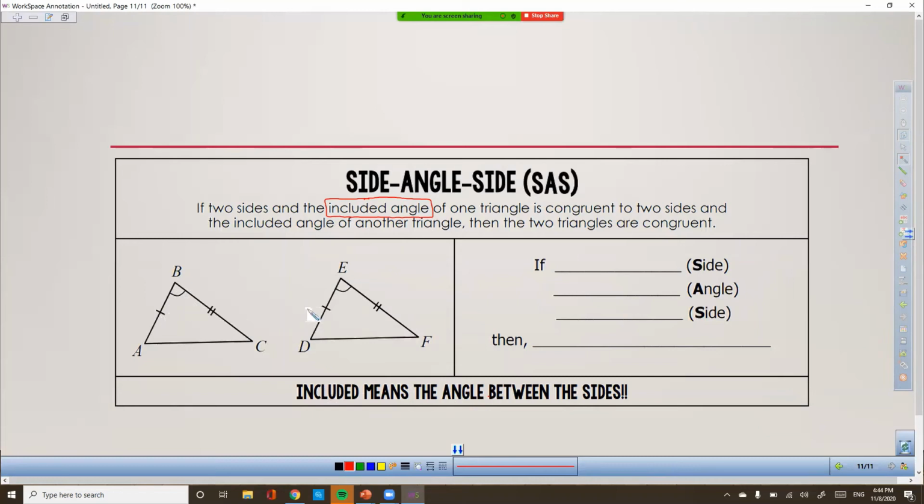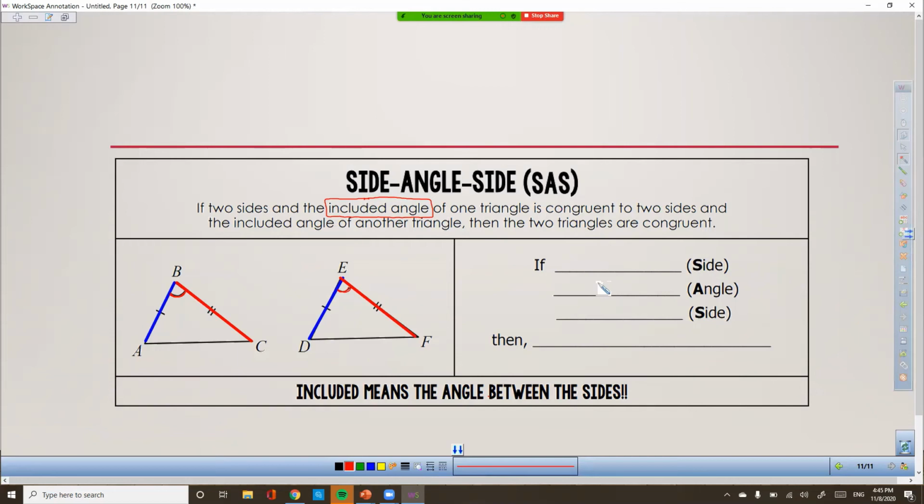So as you can see here, side AB is congruent to side DE, and then they're telling you as well that side BC is congruent to side EF. They don't tell me anything about AC and they don't tell me anything about DF. I know that those two sides are congruent and the angle B is congruent to angle E. So it has to be two sides and the included angle for me to know that those two triangles are congruent to each other.